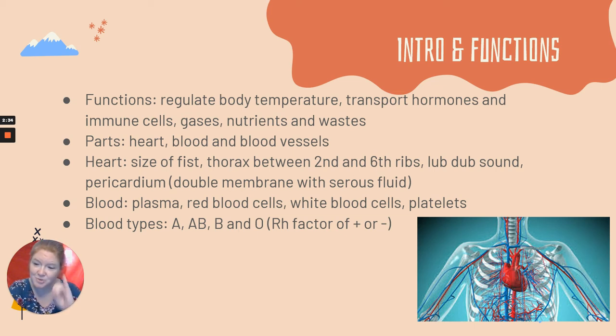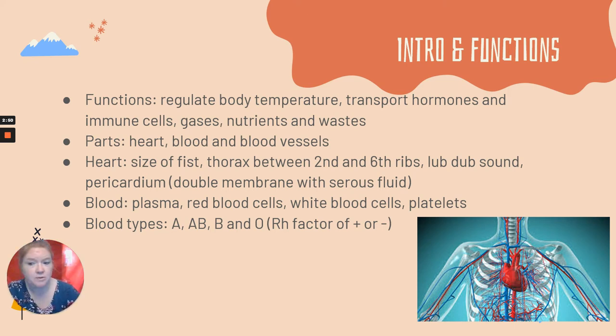There are four main blood types: A, AB, B, and O. O is the universal donor. AB is the universal recipient. There's also the Rh factor, either positive or negative. So it's either A positive or A negative, AB positive or AB negative, and so on.